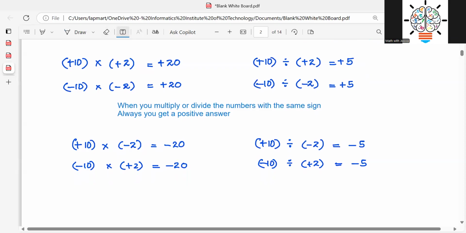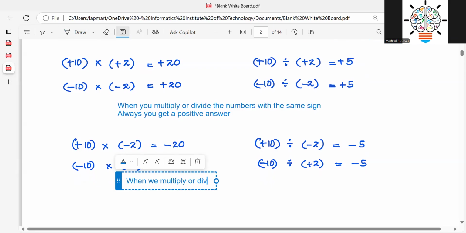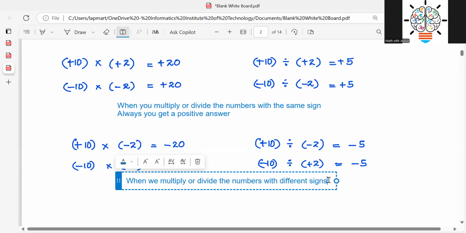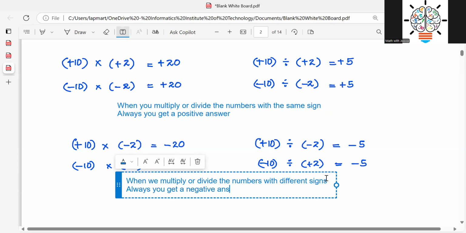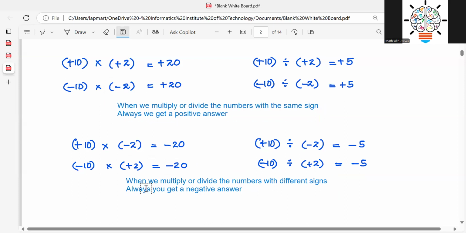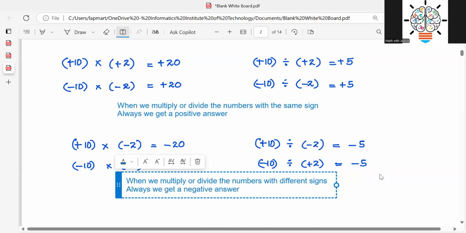So how are we going to elaborate the answer here, children? We write, when we multiply or divide the numbers with different signs, always we get a negative answer, right?